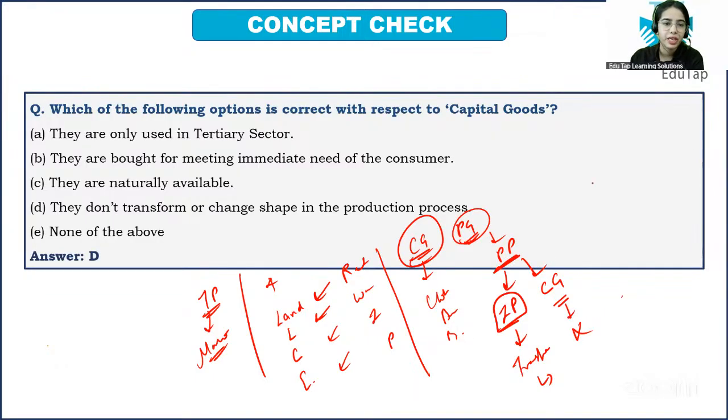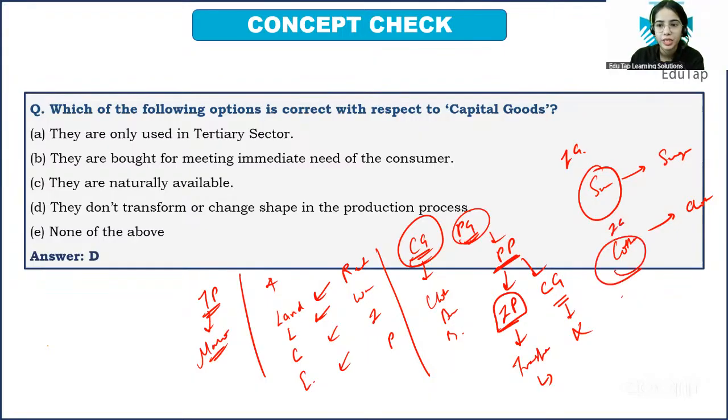Give me an example of an intermediate product. Sugarcane used to produce sugar. So sugarcane is an intermediate good. Cotton used to produce cloth. So here the intermediate good is cotton. That is an intermediate good that is used to produce the cloth and gets transformed into cloth. Let's say coffee beans used to produce coffee. So coffee beans are an intermediate good. They transform into coffee.